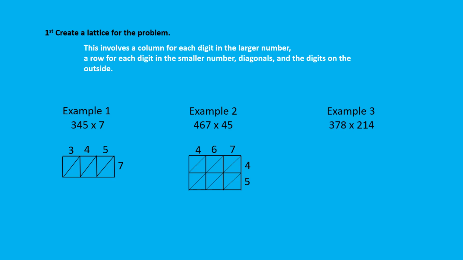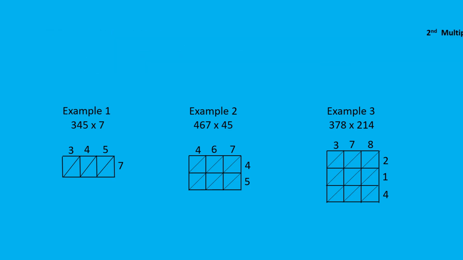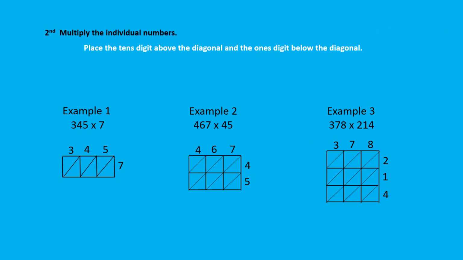Example 3, let's take 378 times 214. This time you're going to have 3 columns, 3 rows. Put 378 across the top, 214 down the right side. Okay, this is the first step. Now, second, multiply the individual numbers. Place the tens digit above the diagonal and the ones digit below the diagonal.